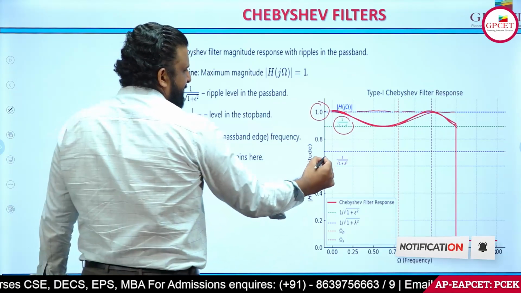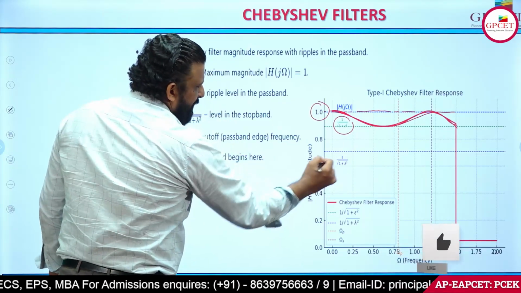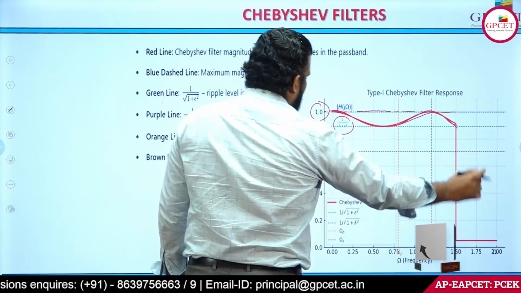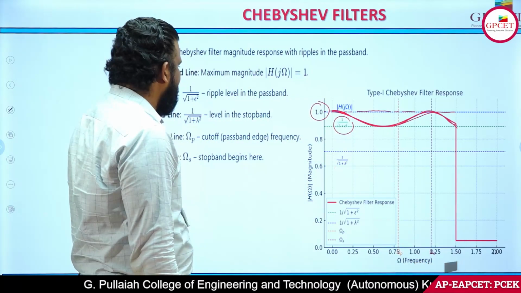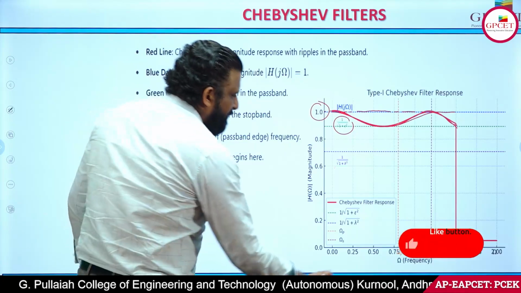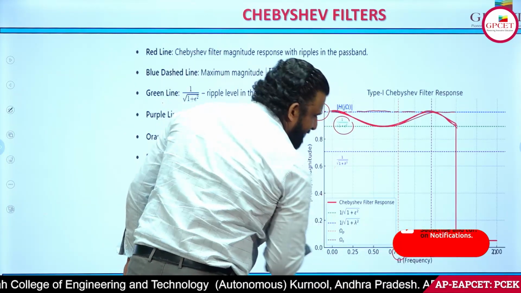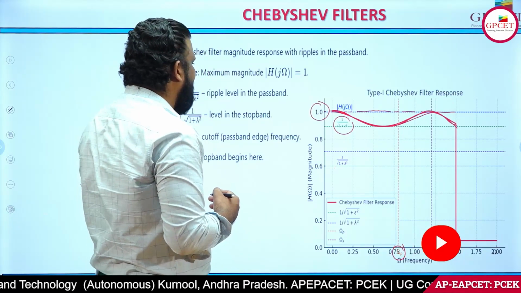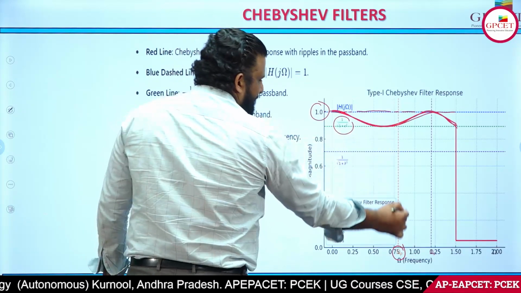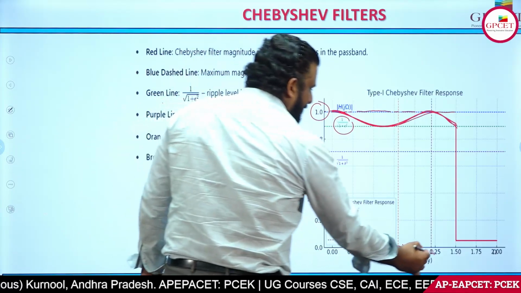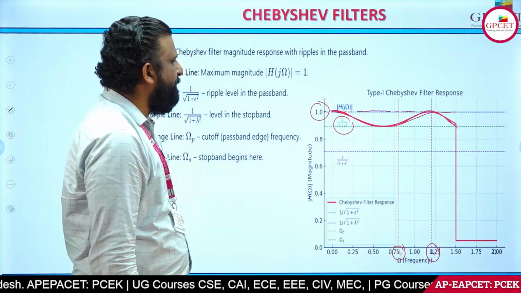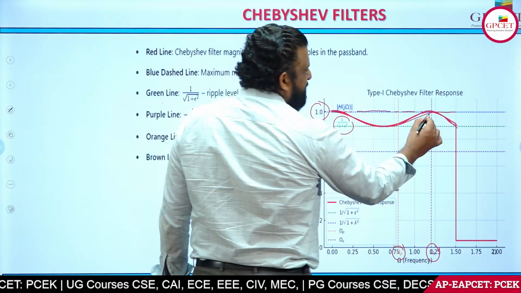Now, the purple line. See here, this purple line is nothing but 1 by square root of 1 plus lambda square, which is the level in the stop band. And the orange line here, just observe on the x-axis, is omega p, that is the cutoff passband edge. And finally the brown line, which is omega s, shows where the stop band begins. So from here the stop band begins.